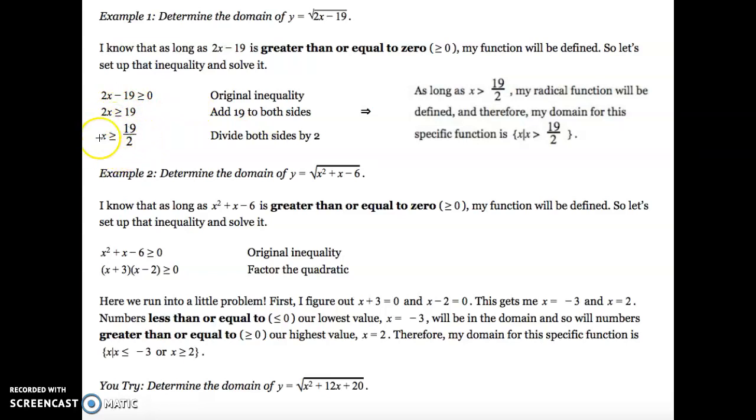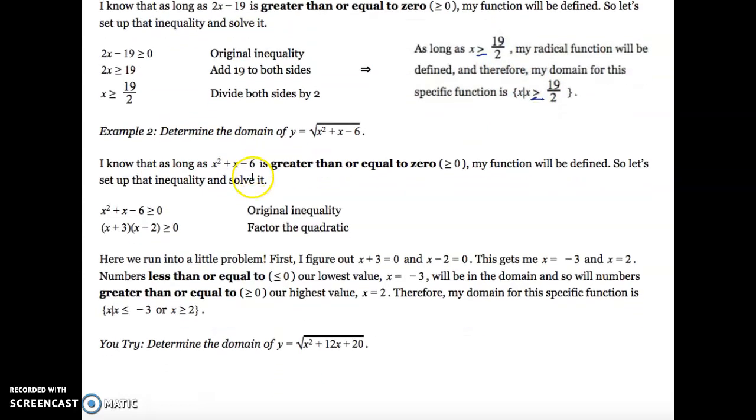So then this is what makes my radical greater than or equal to 0 underneath the root. And so this would be what my domain is. So as long as x is greater than, oh, there should be an or equal to symbol right there. 19/2, my radical function will be defined, and then your domain will be set. Here, fix this typo real quick. There you go. All right, let's look at a slightly trickier one.